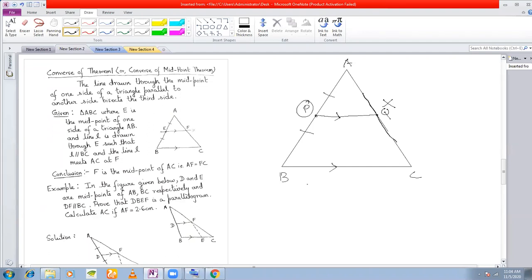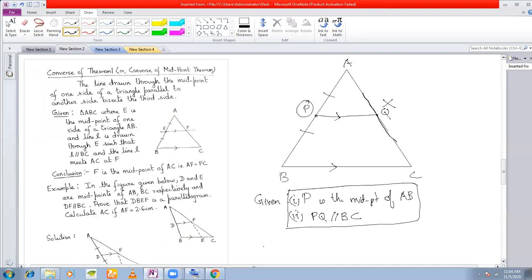Understood? So what two information is given to you? It is given to you that P is the midpoint of AB. And the next information is that PQ is parallel to BC. Okay, and what should be your conclusion? According to the converse of midpoint theorem, once these two information are given to you, you can conclude that Q is the midpoint of AC.